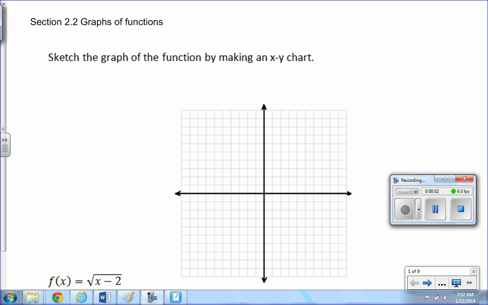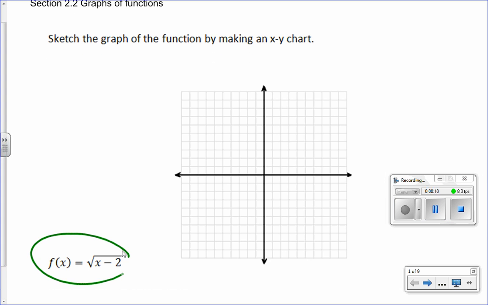All right, this is section 2.2 for Math 120, graphs of functions. Let's do an easy example where we're graphing a simple square root function. You might recognize this as a horizontal shift to the right, but let's go ahead and use this example to remind ourselves what the domain of this function is.